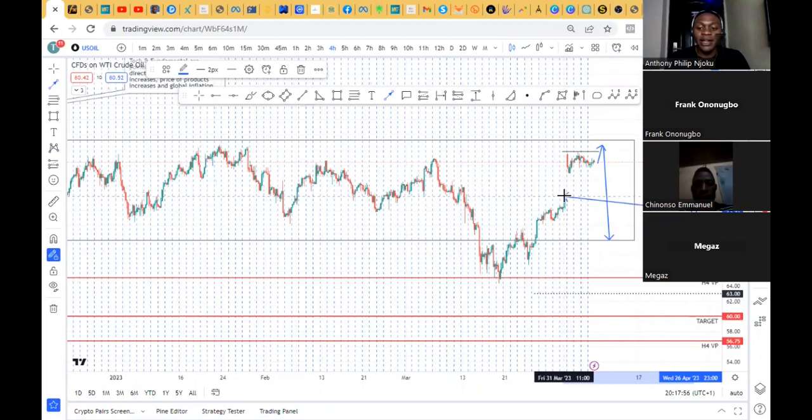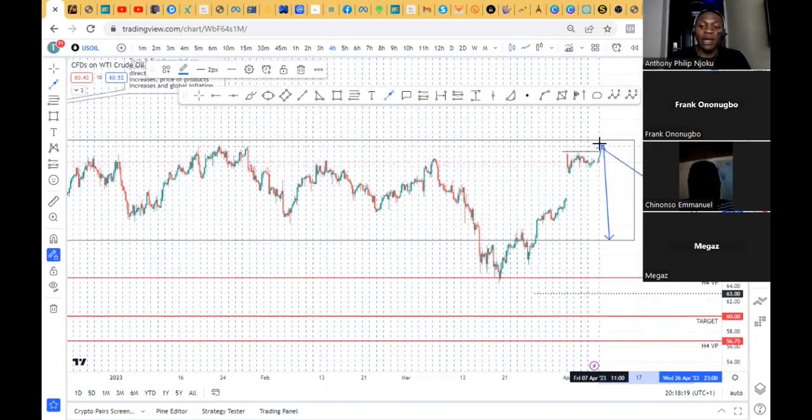OPEC cut the production barrel last week, and then that moved price to the upside into the $80 mark, and the market was just consolidating within that $80 mark throughout last week. And a lot of countries like Uganda, they were just showing profits upon profits, making profits on their oil productions.